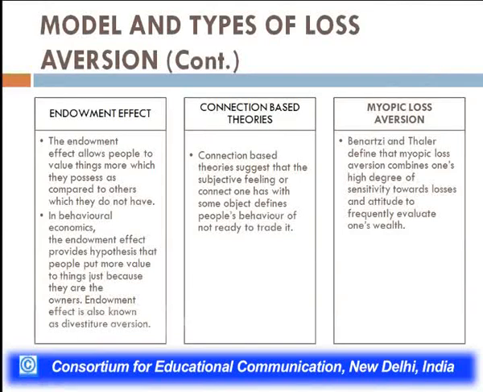So, there are three concepts which are related to it. Endowment effect: people value something which they have more than something which they don't have. Connection based theory suggests that the subjective feeling or connection one has with some object also defines people's behavior, deciding whether they will trade it or not. Myopic loss aversion was given by Benartzi and Thaler, who define that it combines one's higher degree of sensitivity towards losses and the attitude to frequently evaluate one's wealth.